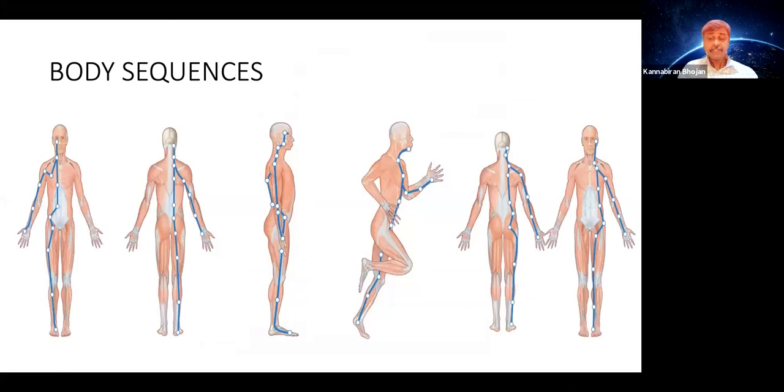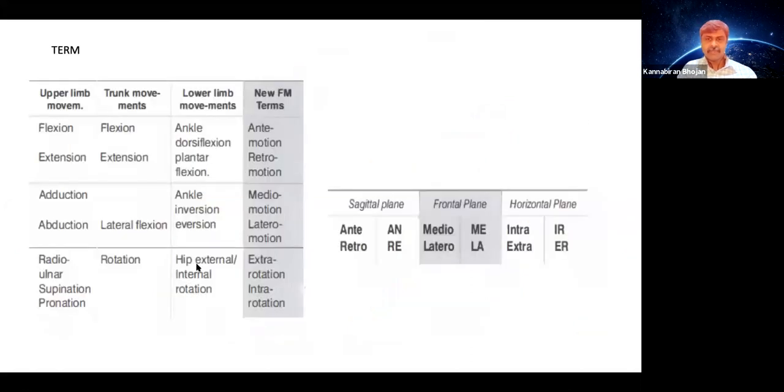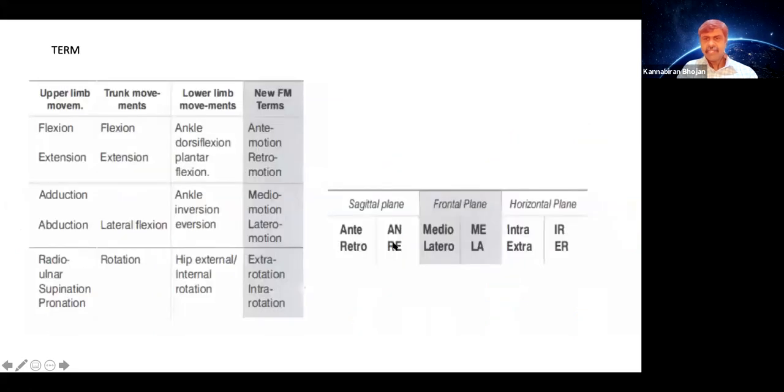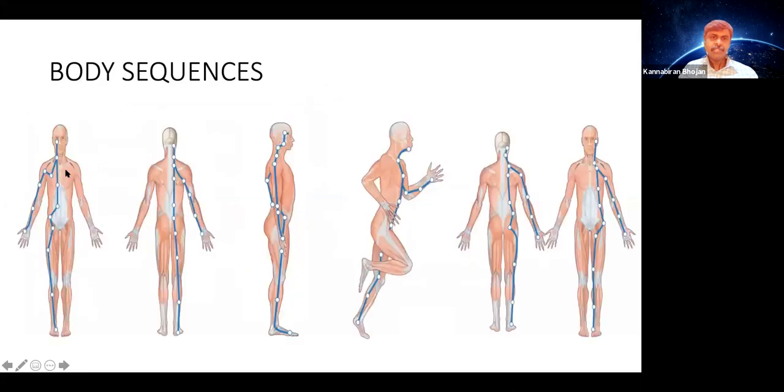This is the body sequence that you need to understand. Here you can see the sagittal plane. In the sagittal plane you have ante and retro. In the frontal plane you have medial and lateral. In the horizontal plane you have intra and extra. So this is ante motion, this is retro motion. Are you able to see that? This is ante motion, this is retro motion, medial motion, lateral motion, intra motion, extra motion.